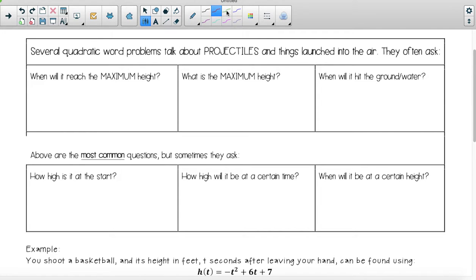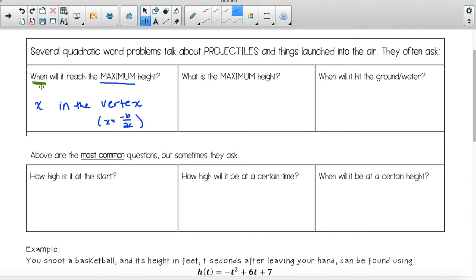When it says the word when, that means we're looking for time or the x value. When it says the word maximum, that means it's looking for the vertex. So this question is really asking for the x in the vertex. Now you can find the x in the vertex by using the equation for the axis of symmetry, which is x equals negative b divided by 2a. And that's all that question's asking.